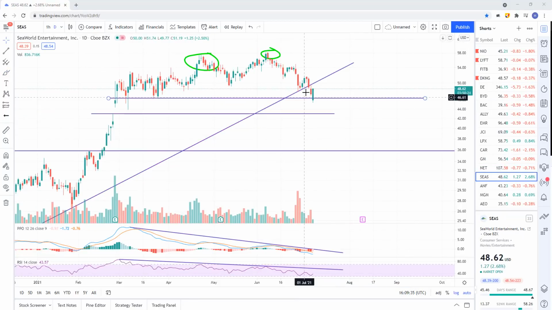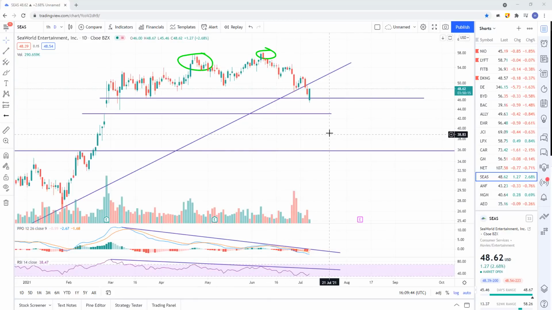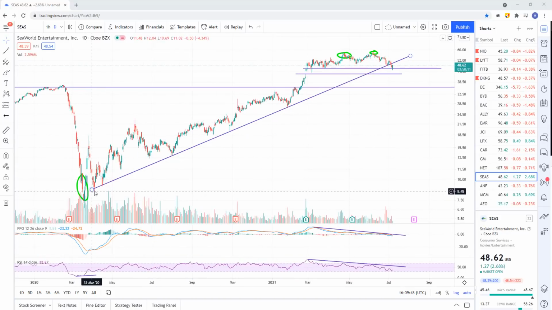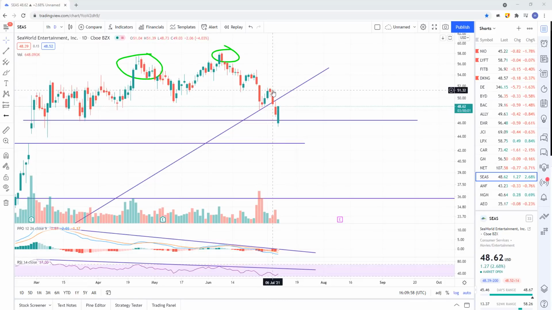Okay, this one, SEAW, SeaWorld. I shorted this. I took some profit this morning, and I'm looking to reshort it probably today. They might even give me the opportunity today. On this one, you've got a clear uptrend line off the March 2020 lows. We had a negative divergence starting to build up here at the highs, so you can see there's your negative divergence. And then we had a break of trendline support.